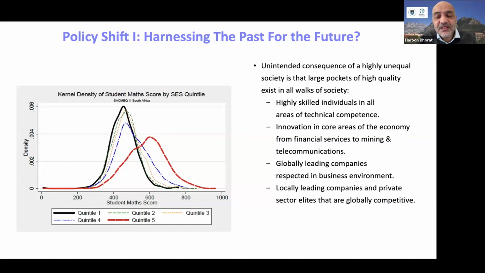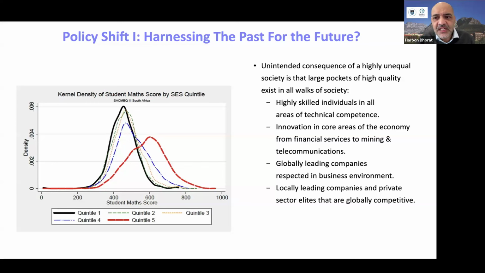So the point about what I call the unintended consequence of a highly unequal society is that you've got these large pockets of skilled people, of quality, in various forms, whether it's innovation, whether it's skills, whether it's networks, know-how, all of that exists as a pocket of available quality that the state can leverage.